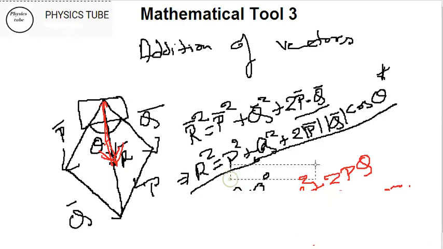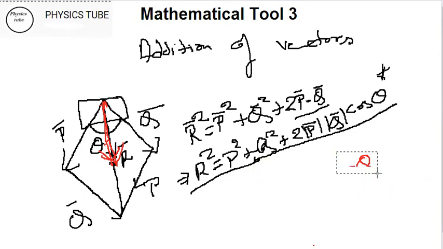So suppose the angle between these two vectors is 180 degrees. We'll discuss various cases. So in that case, theta is equal to 180 degrees. That means cos 180 is minus 1.